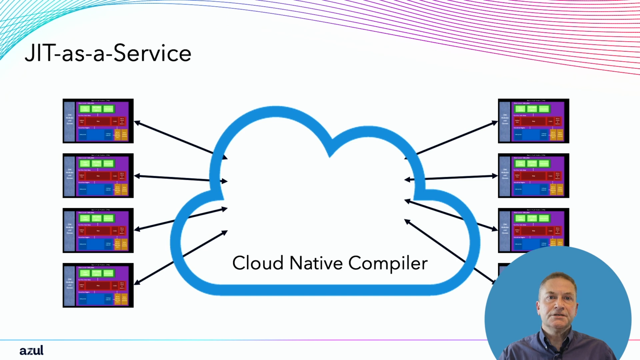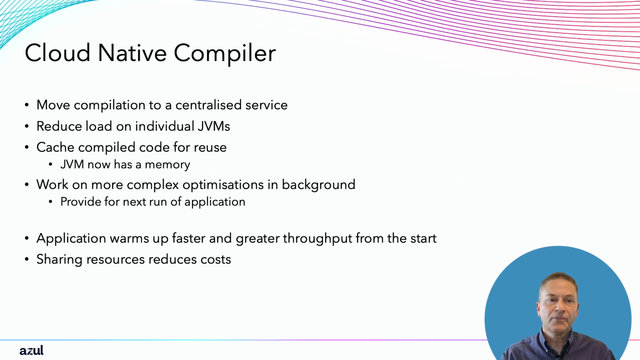The idea behind this is that by having the cloud native compiler running effectively as a service in the background, it's running all the time. When we look at this idea of starting a service and then restarting a service or starting up multiple instances of the same service, then by having a centralized service that's running all the time, it can have memory about what's been happening in the past. What that leads to is a number of quite significant advantages.